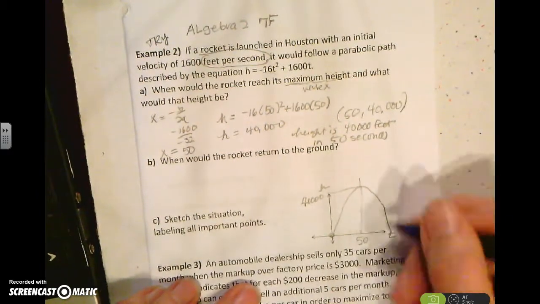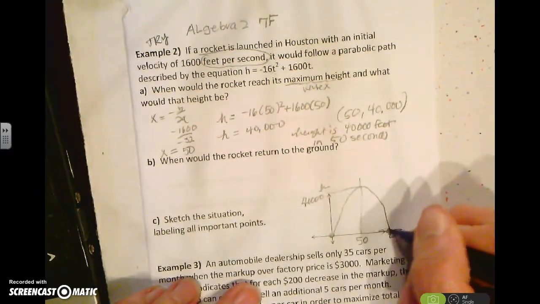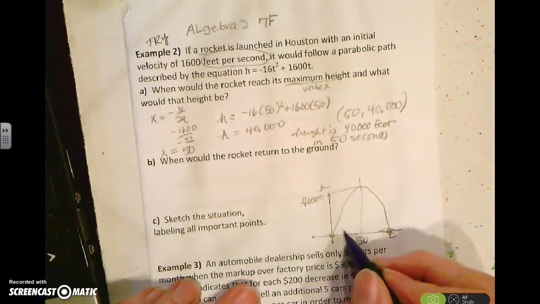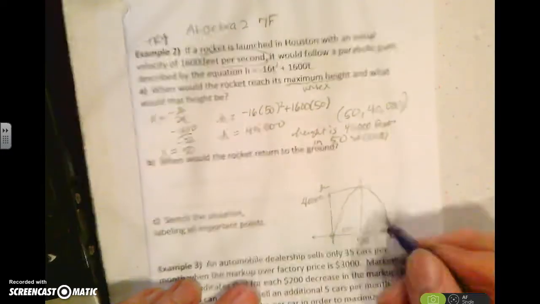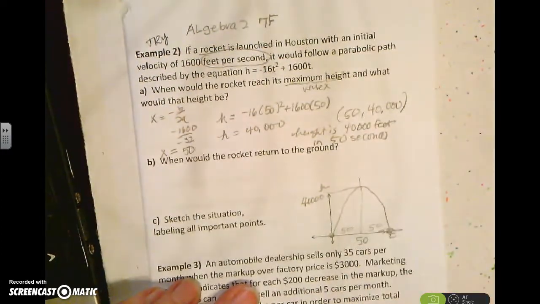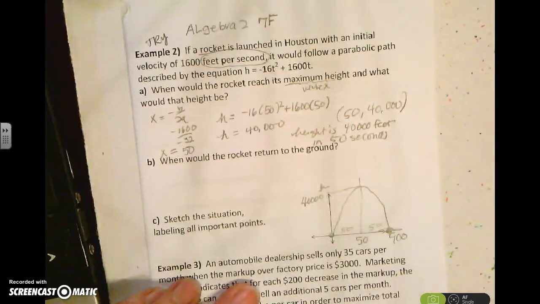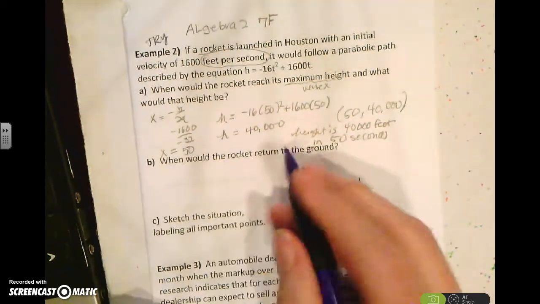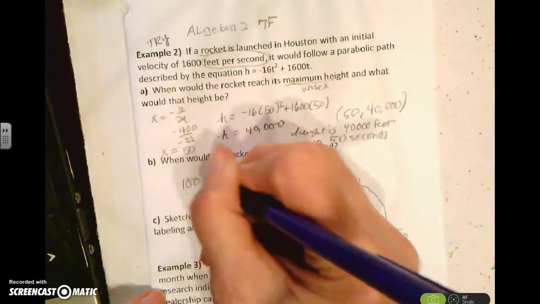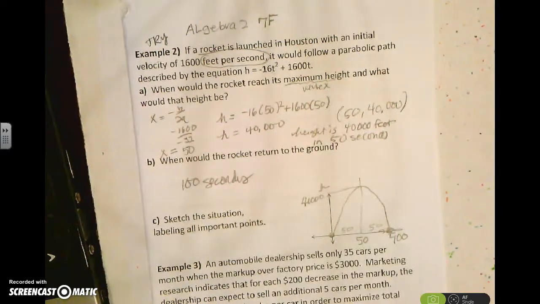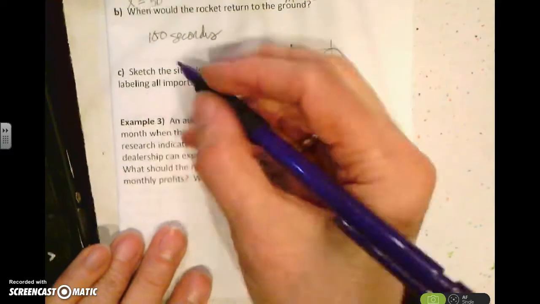So we want to figure out, when does it hit the ground again right here. And it's pretty easy to do. We're just going to use symmetry. So if it's 50 from here to here, then that means it's also 50 from there to there. And so I'm going to have 50 plus 50, and this is going to end up being 100. So when will the rocket return to the ground? In 100 seconds.